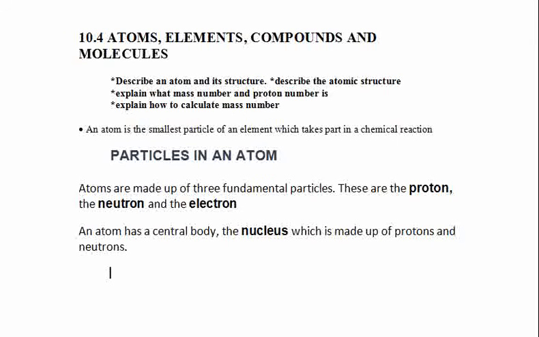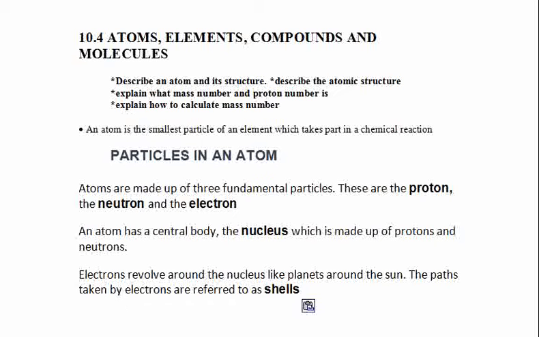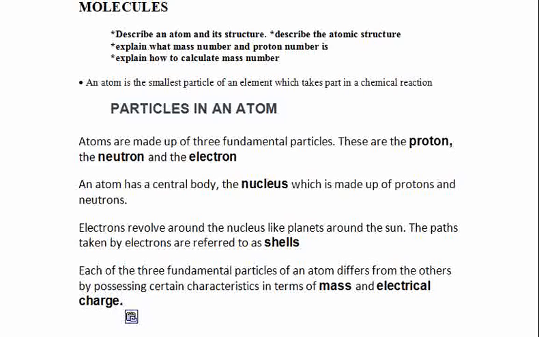And then we have electrons. Electrons revolve around the nucleus like planets revolve around the sun. The paths which these electrons take are referred to as shells or energy levels. Each of the three fundamental particles of an atom differs from the other by possessing certain characteristics in terms of mass and electrical charge.